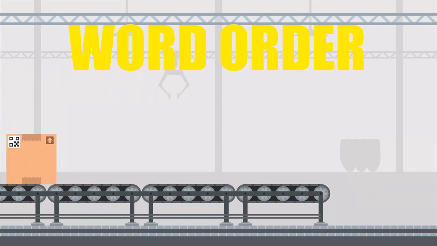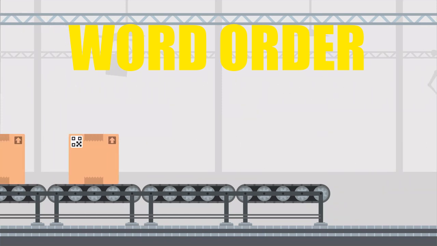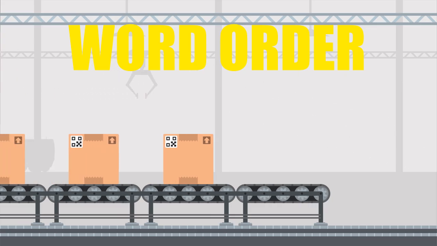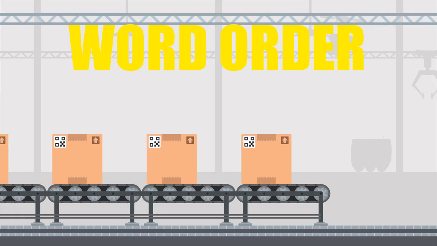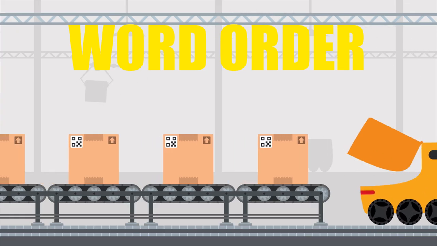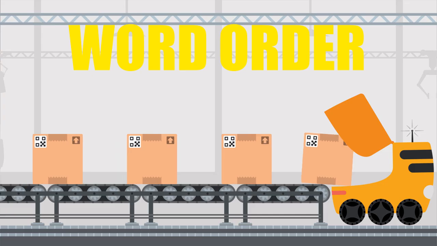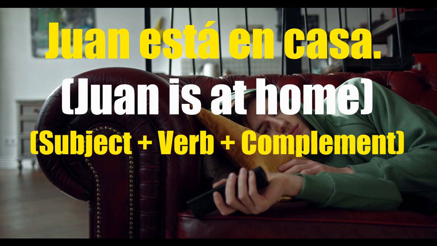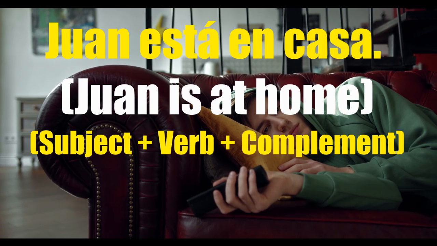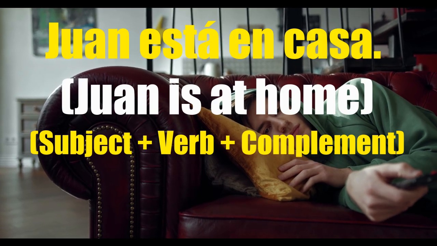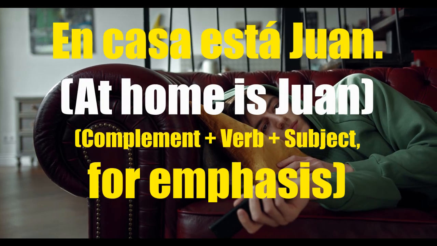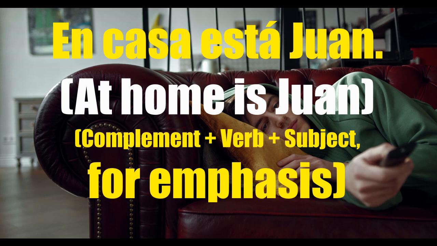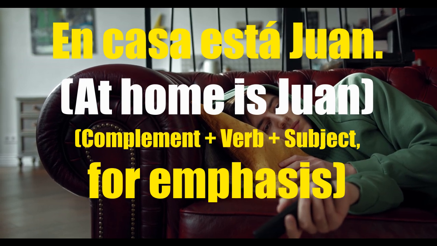5. Word order. In Spanish, word order is flexible, but it typically follows the subject plus verb plus complement structure. However, sometimes you can change the order for emphasis or stylistic reasons. Example. Juan está en casa. Juan is at home. Subject plus verb plus complement. En casa está Juan. At home is Juan. Complement plus verb plus subject, for emphasis.